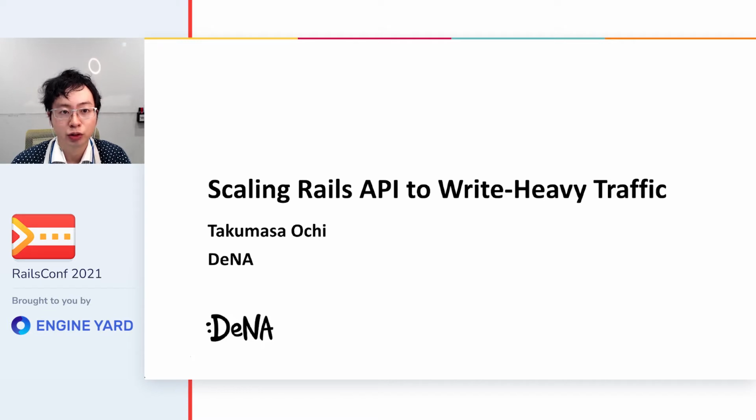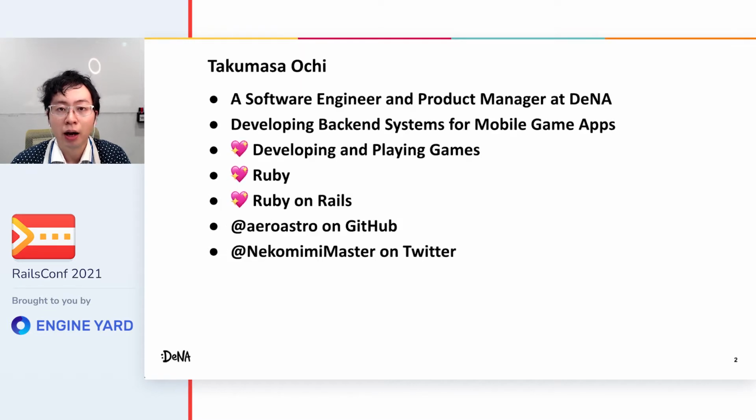First, I will introduce myself. I am Takumasa Ochi, a software engineer and product manager at DNA. I am developing backend systems for mobile game apps. I love developing and playing games. I also love Ruby and Ruby on Rails.